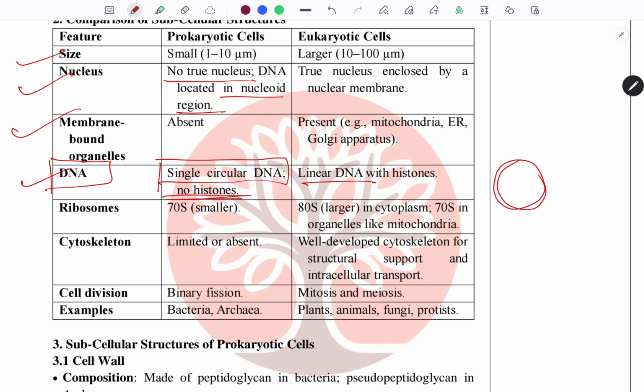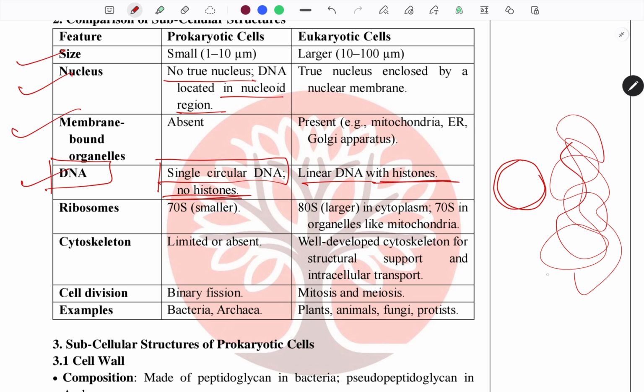In case of eukaryotic cells, it is a linear form of DNA. It is not circular. And it is linked with histone proteins. Remember this name, histone, I will explain it.